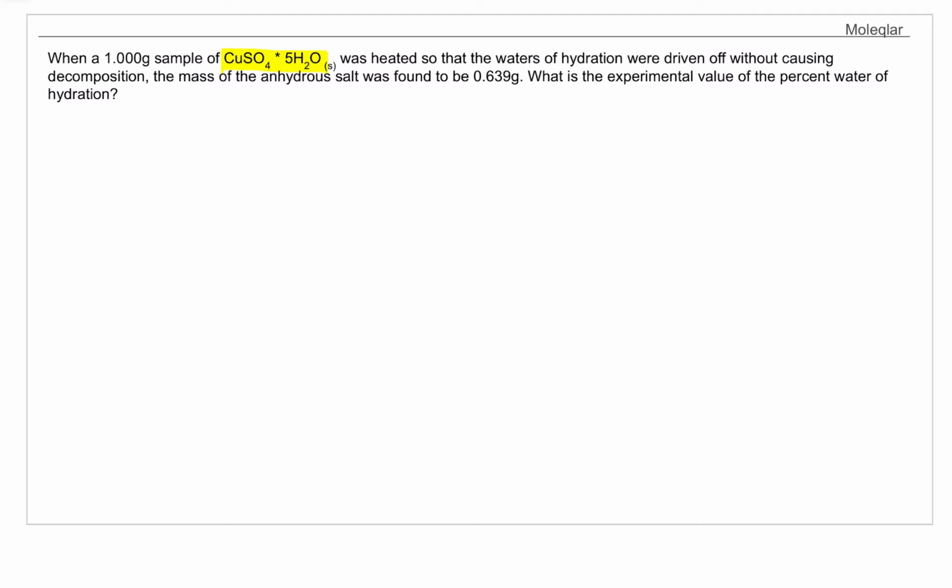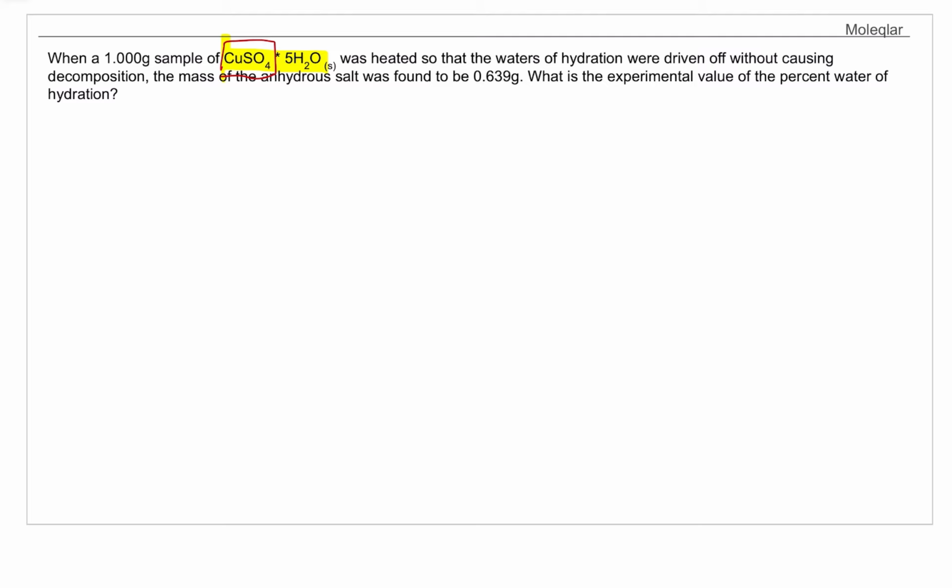So it says that when we have a 1.000 gram sample of this copper 2 sulfate pentahydrate, it was heated so that the waters of hydration, aka the water that's attached to this, were driven off. But it wasn't heated so hard that it started to decompose the copper 2 sulfate. Now, after this heating, the mass of the anhydrous salt, so remember the anhydrous salt is just going to be this compound right here, the salt without the water attached to it, is found to be 0.639 grams. What is the experimental value of the percent water of hydration?